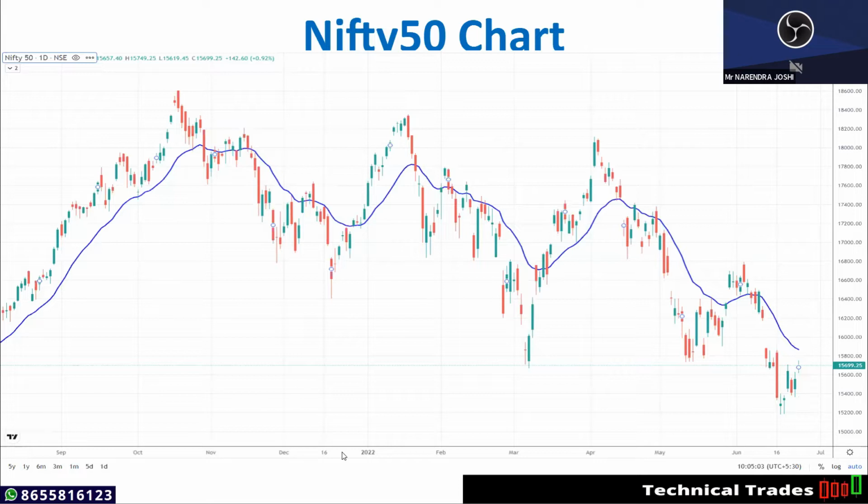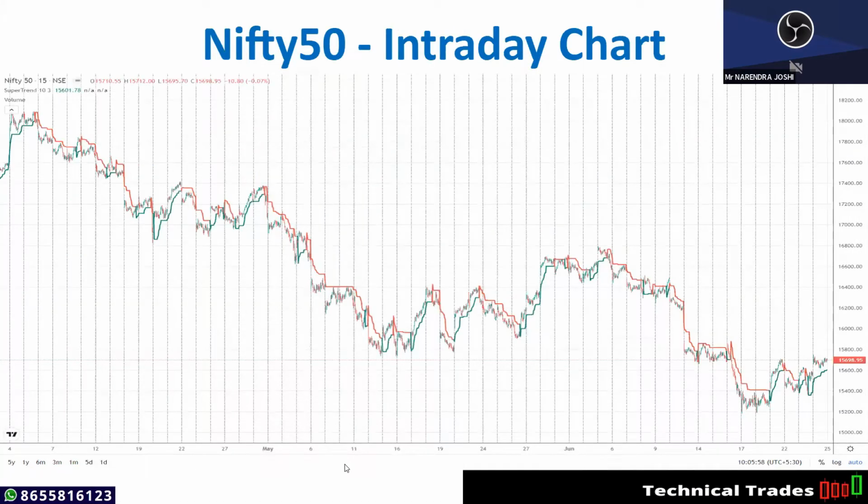Now one thing we have to do is trade in that direction only. So if the trend is down, we will try to trade using the intraday time frame, whatever indicator you follow. So this is the intraday time frame. This is a 15-minute chart with the Supertrend indicator.